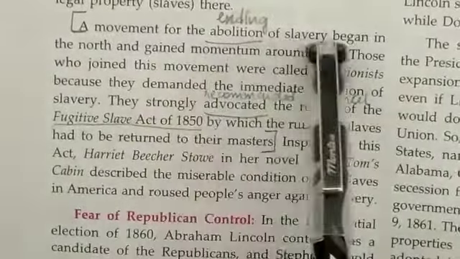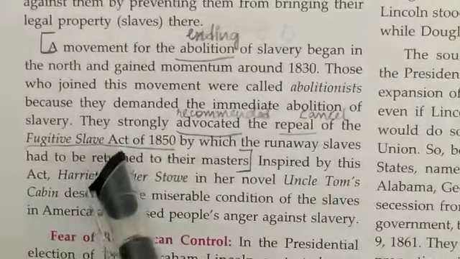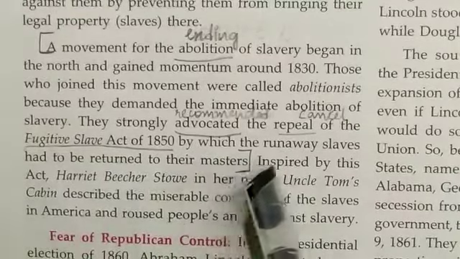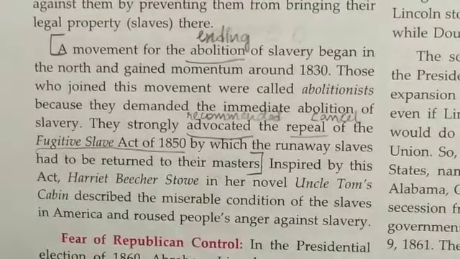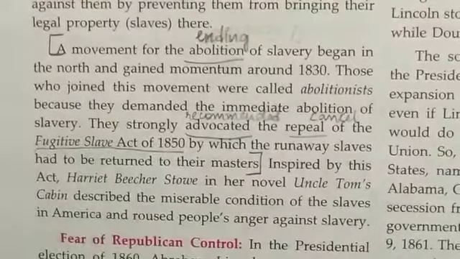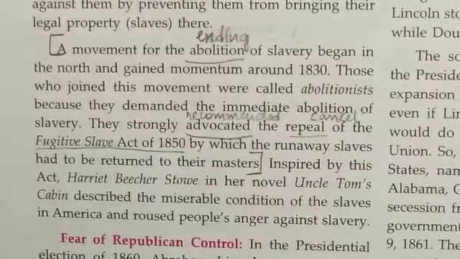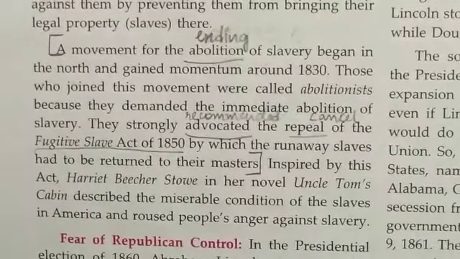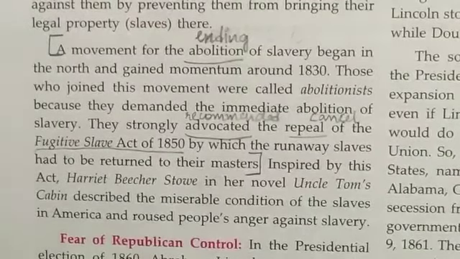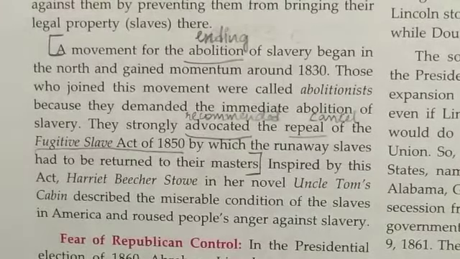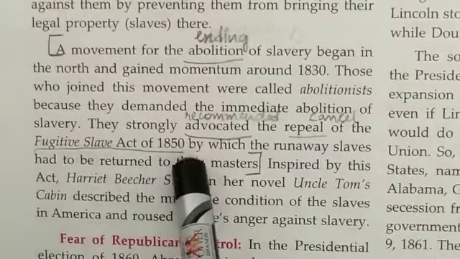They strongly advocated the repeal of the Fugitive Slave Act of 1850, by which the runaway slaves had to be returned to their masters. Now there was an act which was known as the Fugitive Slave Act of 1850. According to this act, the slaves who ran away had to be brought back to their masters. So the supporters of the slavery abolition movement were against this act. They wanted this act to be cancelled. They recommended the cancellation of the Fugitive Slave Act of 1850.